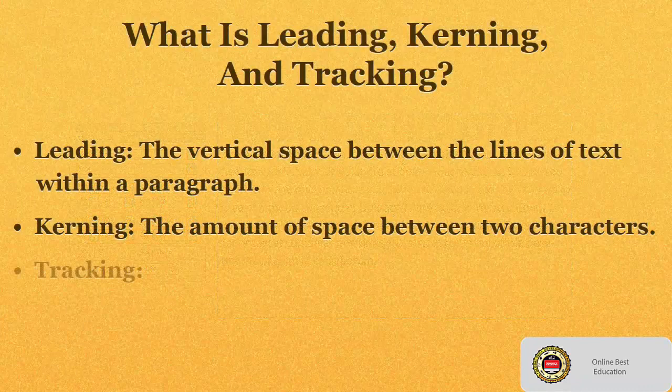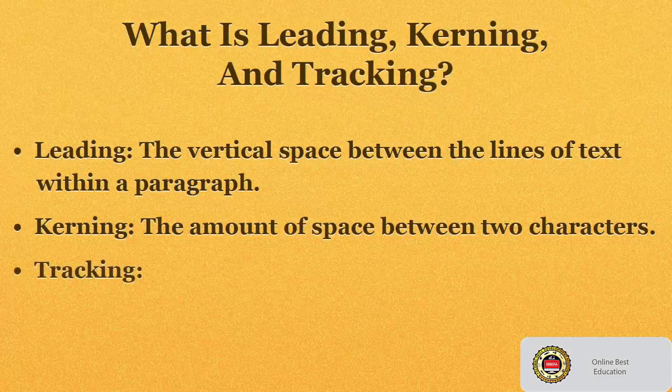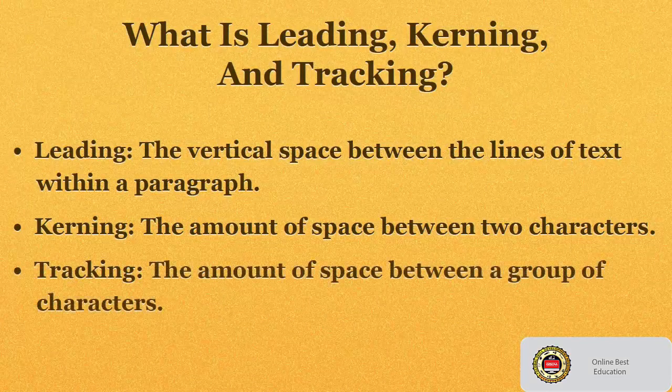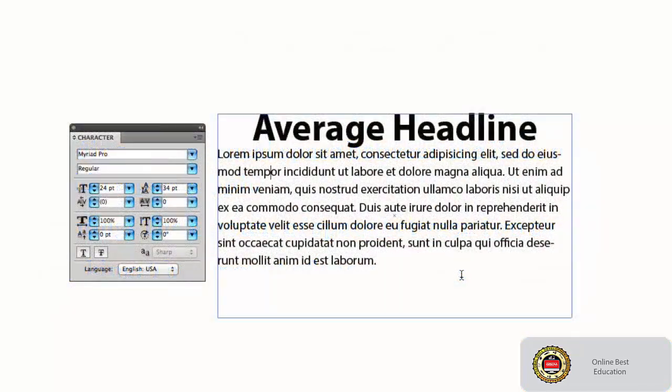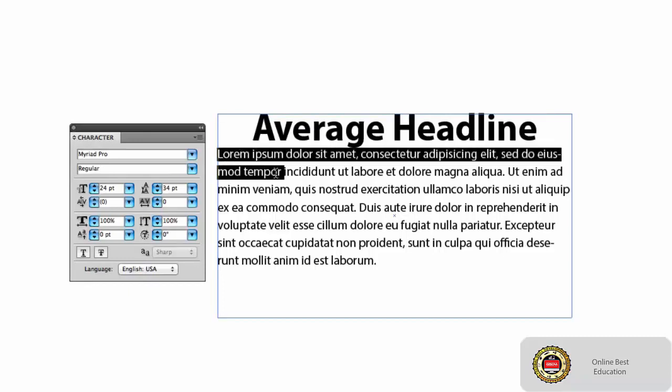Finally, we have tracking. Tracking differs from kerning in that the tracking adjustments that we make are going to be for a group of characters, not two specific characters. So it's the amount of space for groups of letters or characters within a block of text. And once again, I got to stress this, not pairs of characters like we saw with kerning, but instead blocks of text like an entire paragraph.